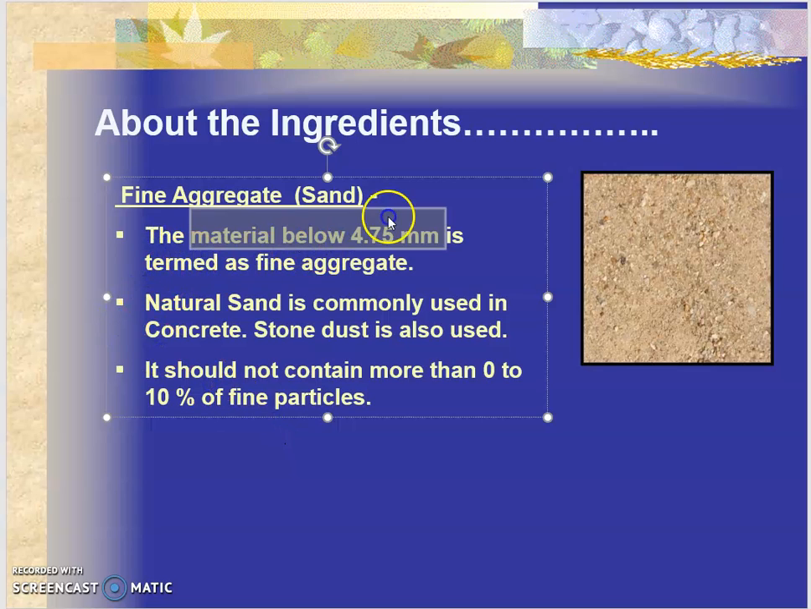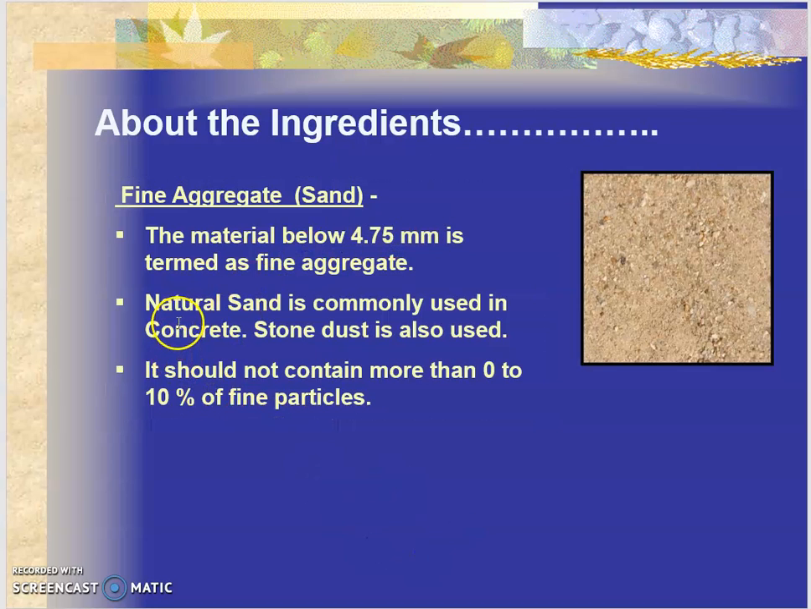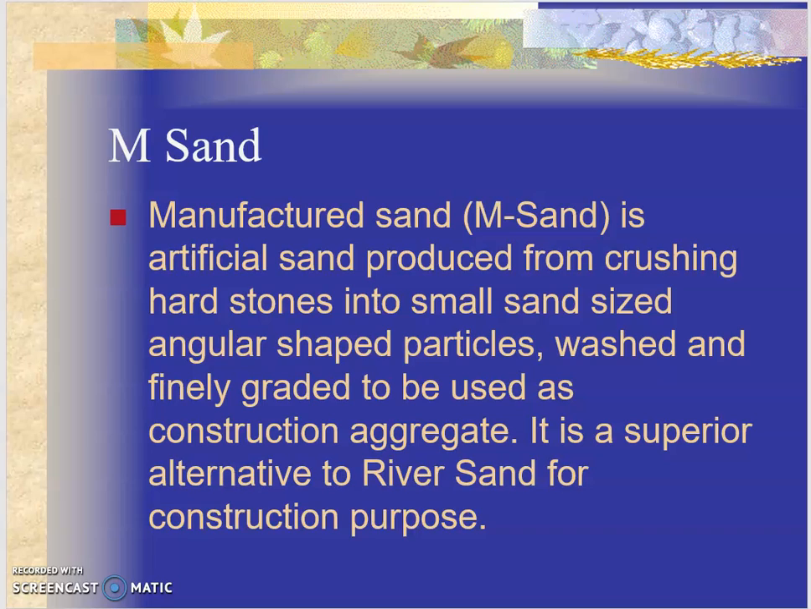Fine aggregate is the material which is less than 4.75 mm. This is a very important figure. You should remember this. Natural sand is commonly used in concrete. Stone dust is also used. What is stone dust? Now what we call M sand. That is also used. M sand is basically manufactured sand. You have stones being crushed into sizes less than 4.75 mm. That is called M sand. It should not contain more than 10% of fine particles. That is governed by code. We will go into M sand in depth in the next video.